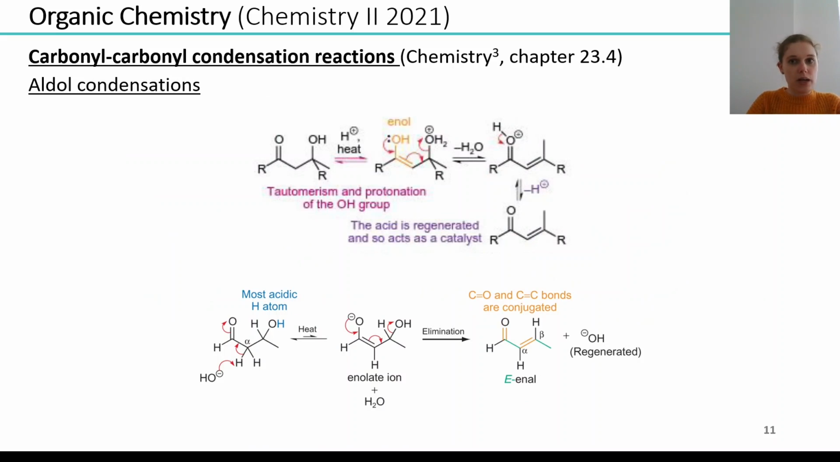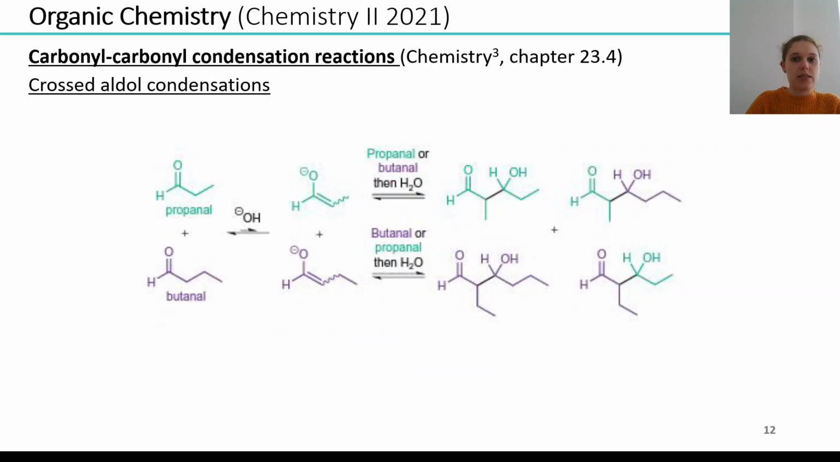Now let's talk about crossed aldol condensations. Crossed aldol condensations involve two different aldehydes or ketones, and if the two aldehydes or ketones can form enolate ions equally well and can both act as electrophile in nucleophilic additions, then a mixture of all 4 possible aldol products will be formed in the reaction with a base at room temperature.